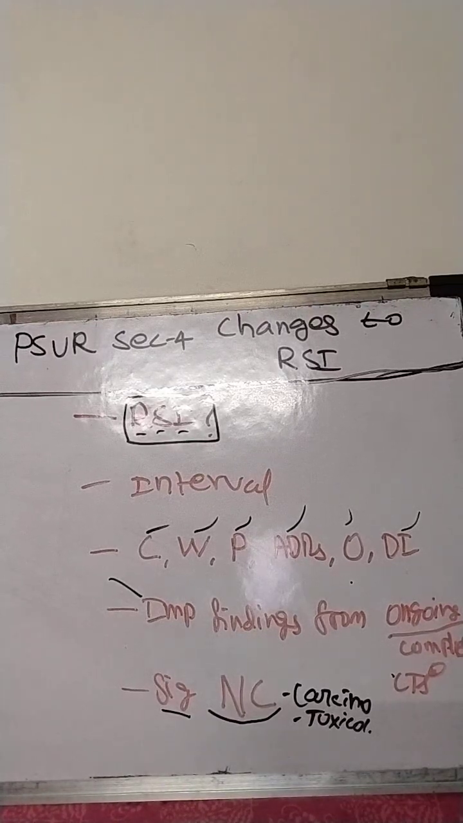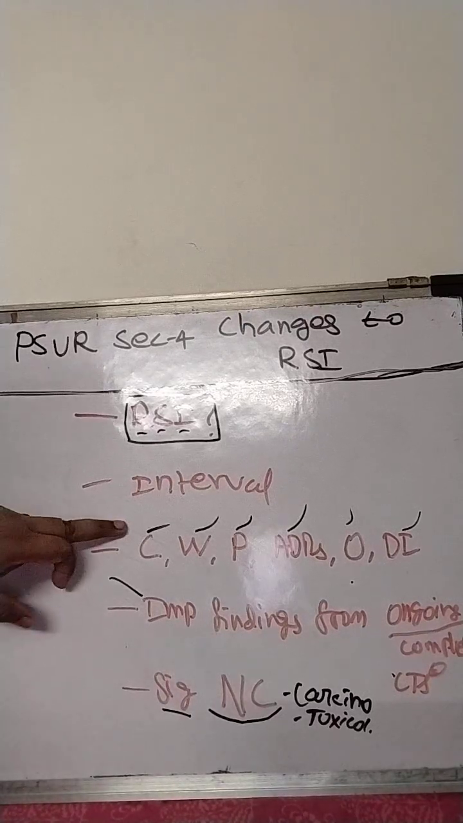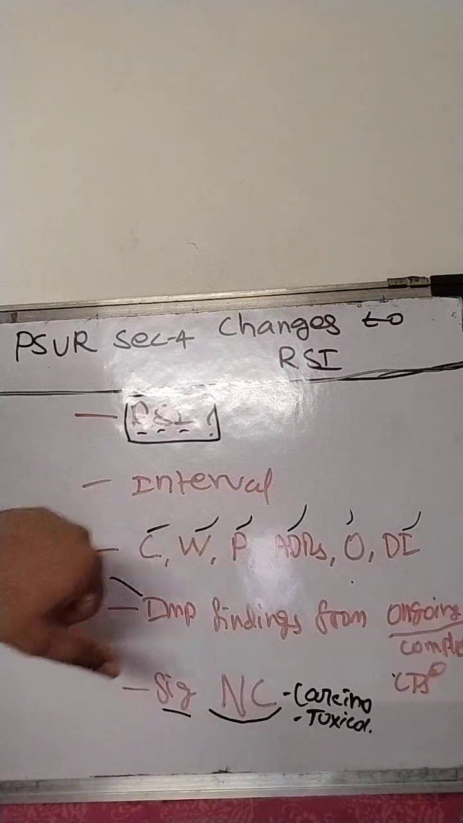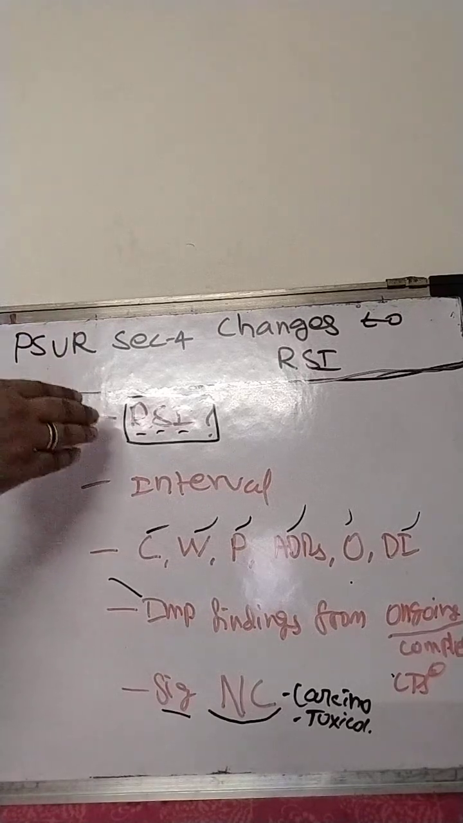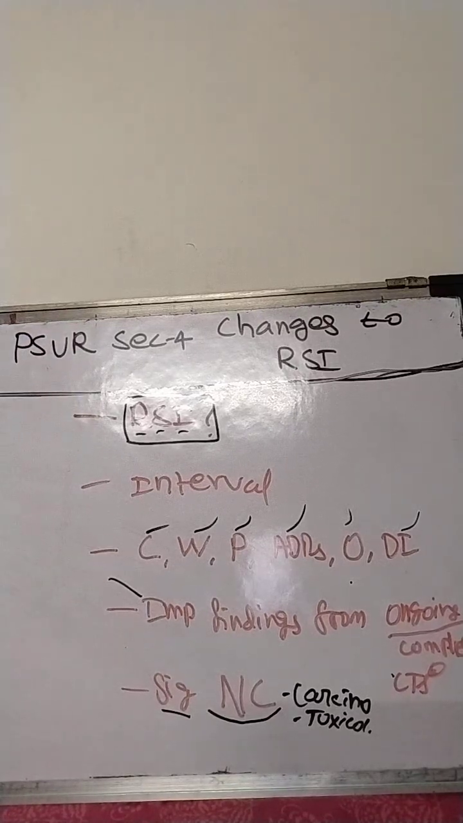So the take home message is interval changes alone are to be added, and these are all the important sections and the different important details, what information made the RSI change. That information needs to be captured in this particular section.